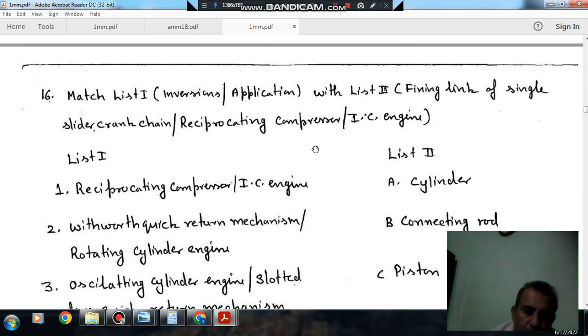Hello, welcome again. We are solving some questions of theory of machine. The topic is displacement, velocity, and acceleration of planar mechanism.